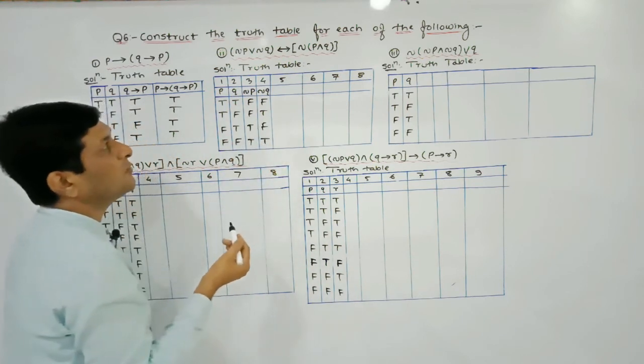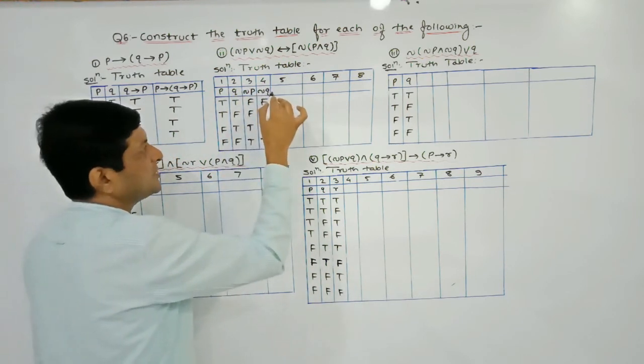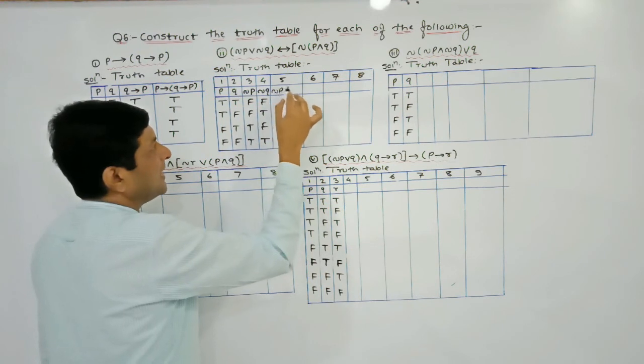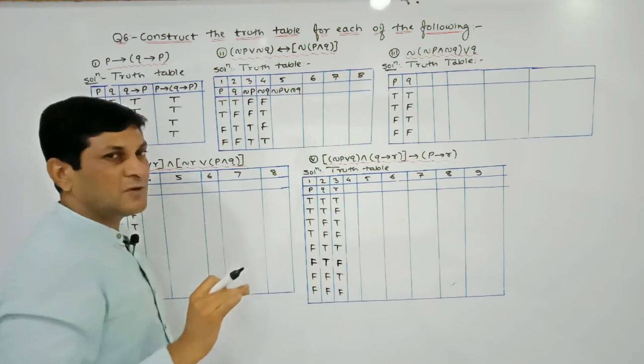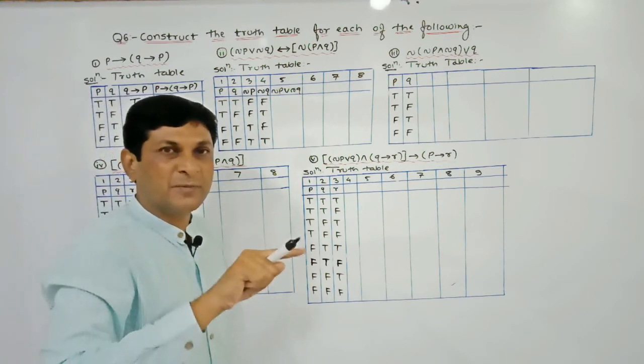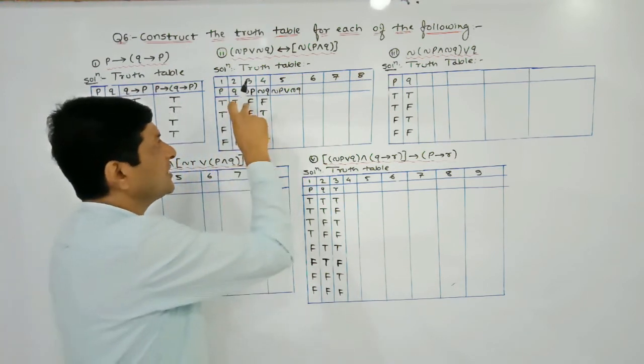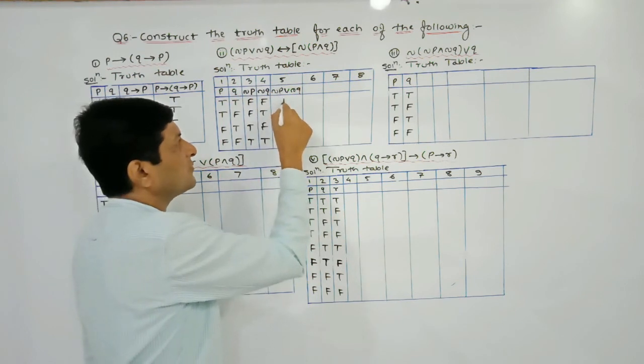Now we are connecting these two statements, negation P and negation Q, by which logical connective? OR. And in case of OR, what we have seen is that if at least one statement is true, OR will be true. So here both are false, so the result will be false.